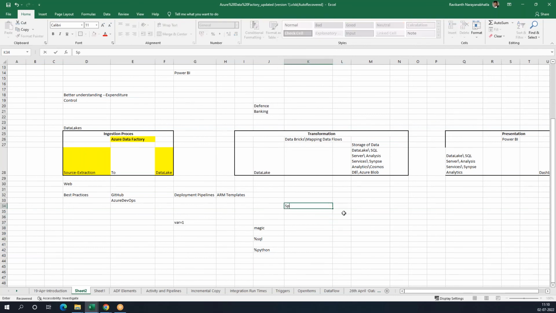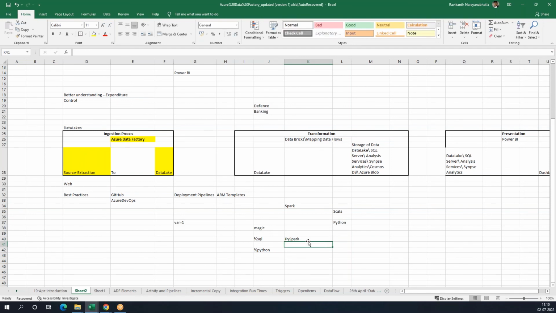So there is something called Spark, and this is nothing but Apache Spark. This Spark gives the flexibility of writing the code either in Scala or in Python. And this combination of Spark and Python is nothing but PySpark.